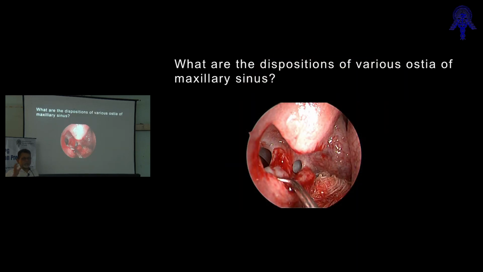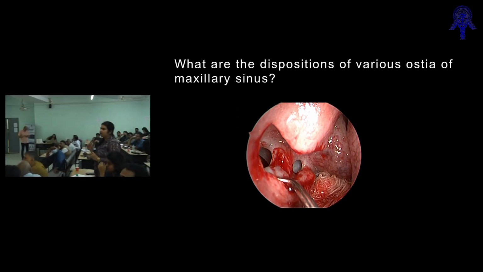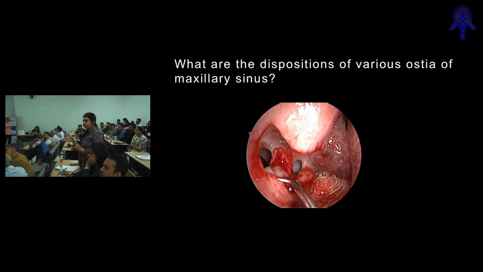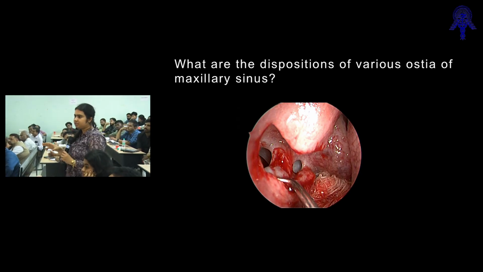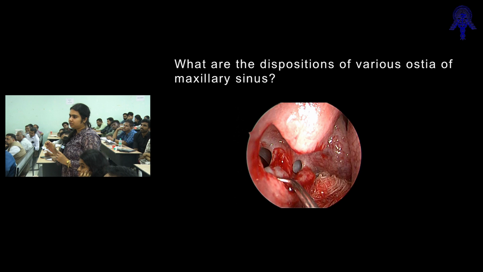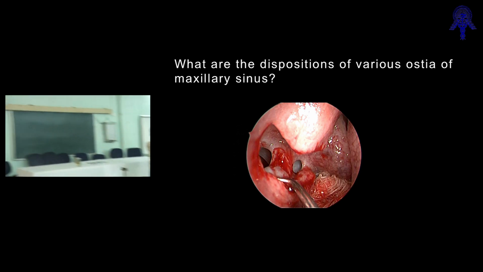Now, what are the dispositions of various ostium? Generally, it is asked, what is natural, what is accessory? Anyone? Quickly. Please volunteer, we don't have time. Sir, the natural ostium will be present in a 3D plane, obliquely. Perfect. The accessory ostium will be present in a 2D plane and will be completely circular in nature and slightly smaller. Perfect.